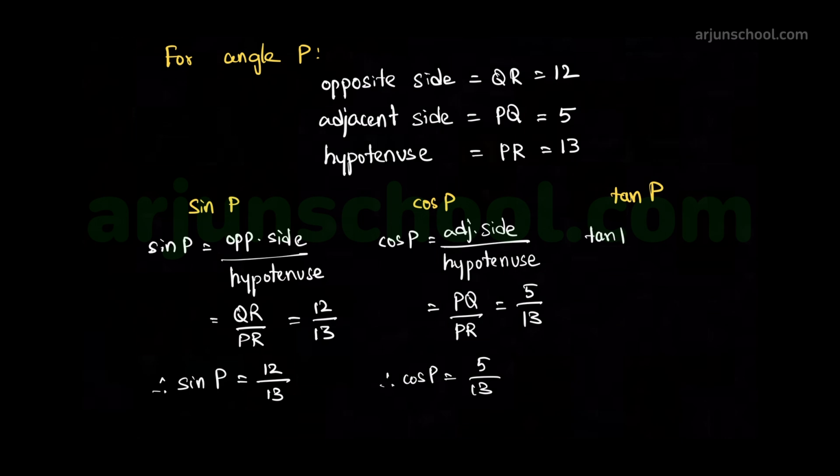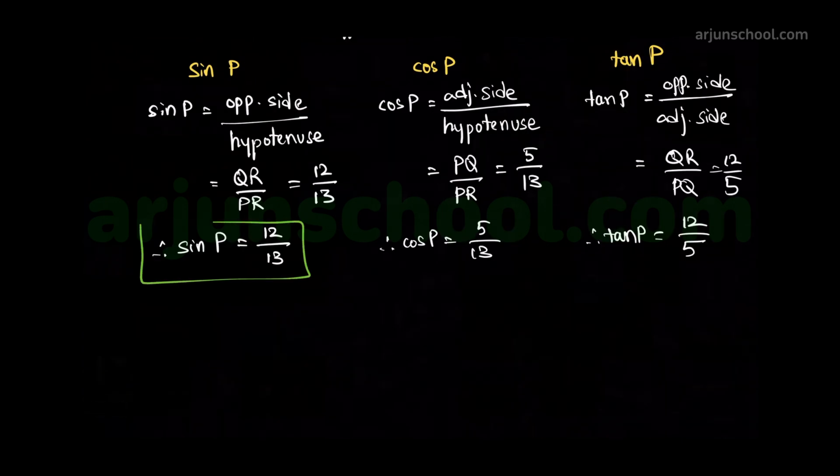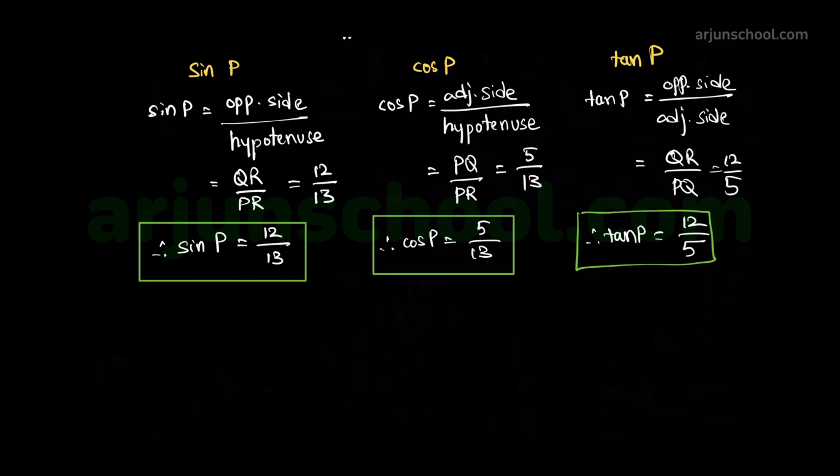Then tan P. Tan P is equal to opposite side by adjacent side. Opposite side is QR, adjacent side is PQ. QR is 12, PQ is 5. Therefore, tan P is equal to 12 by 5. Now the answer is sin P is equal to 12 by 13, cos P is equal to 5 by 13 and tan P is equal to 12 by 5.